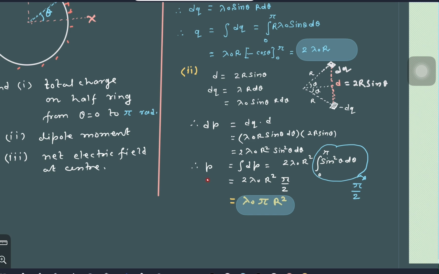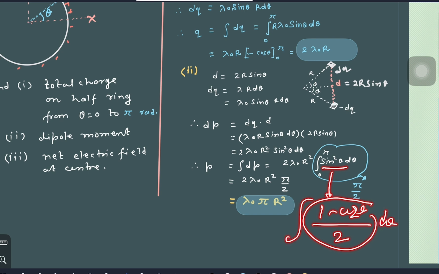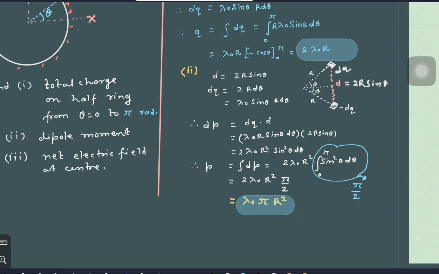So p will be equal to integral dp, and finally you can integrate it by (1 minus cos 2 theta) by 2, and then use common relations. You can prove that this integral will come out to be pi by 2, and so the dipole moment should come out to be lambda naught pi into r square.